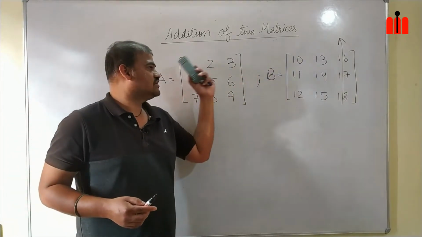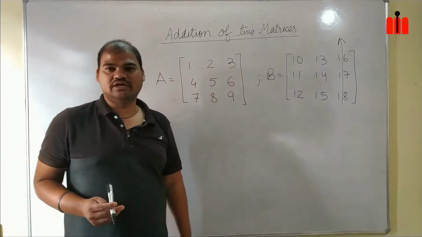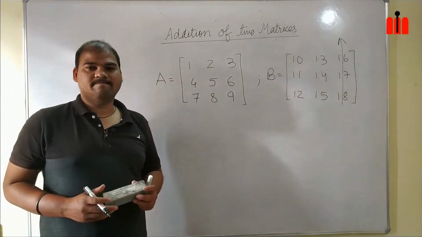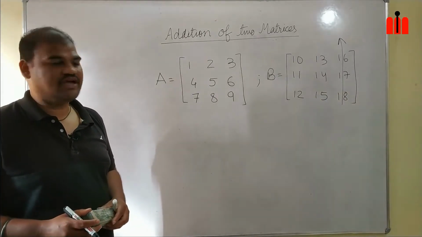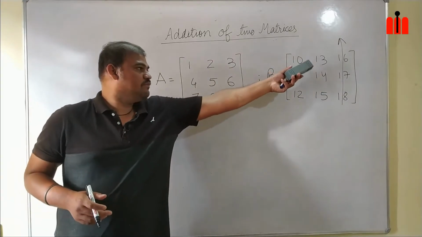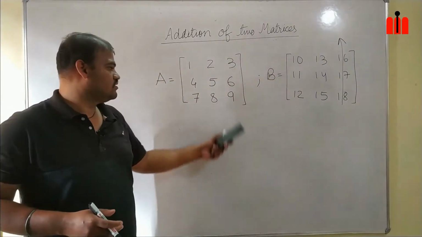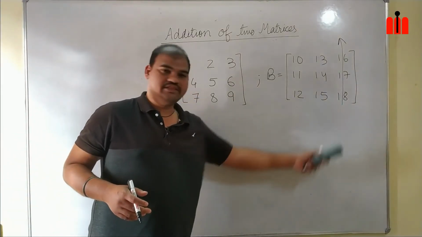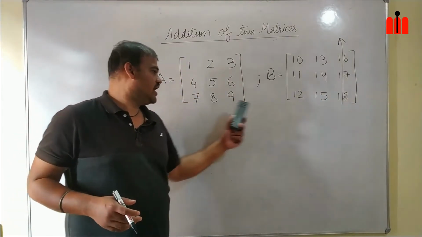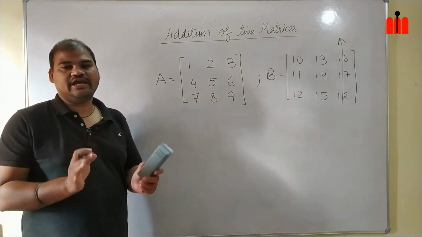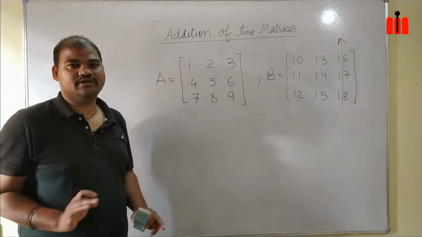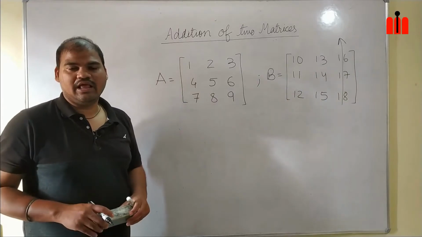Simple addition, which is 1 plus 10, after that it is 2 plus 13, like that. But it is in a very elegant fashion. The second element is added with the second element, the third element is added with the third element, right? Such an elegant structure, that's it. Otherwise it's a simple addition.